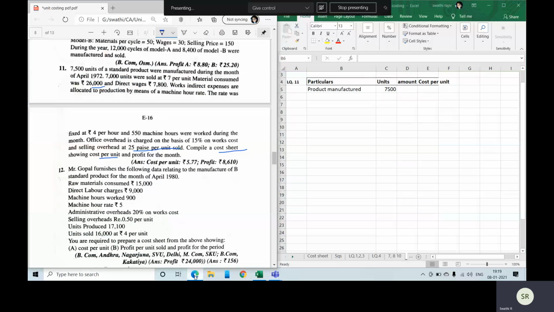Okay, we'll just quickly do question number 11. That is a long question. We did till question number 10 here. That is, 7, 8, 10 we solved in class.